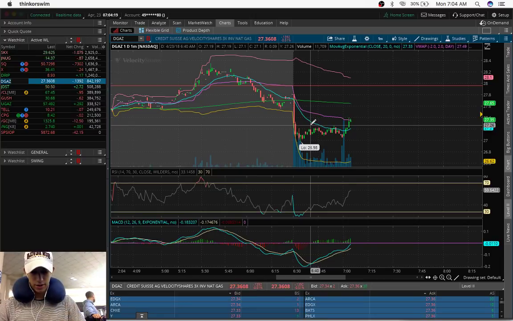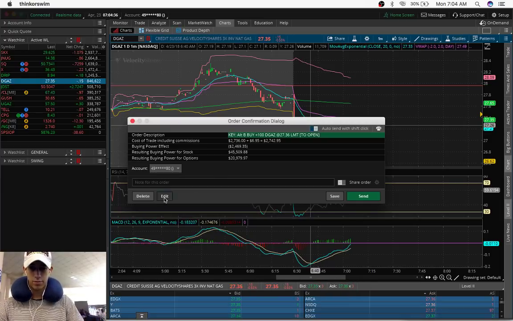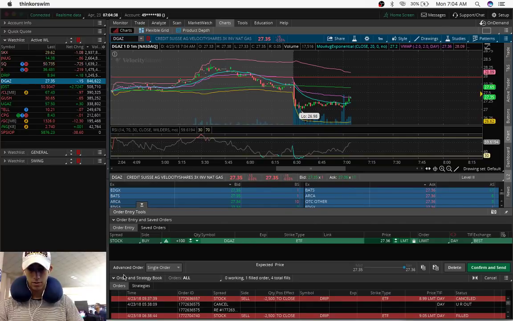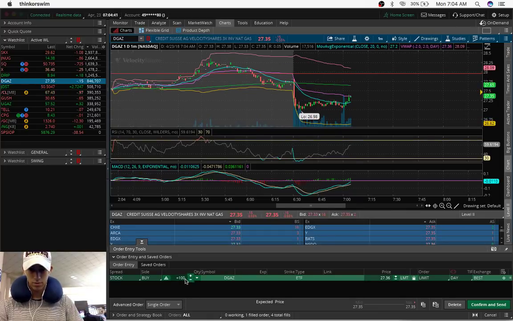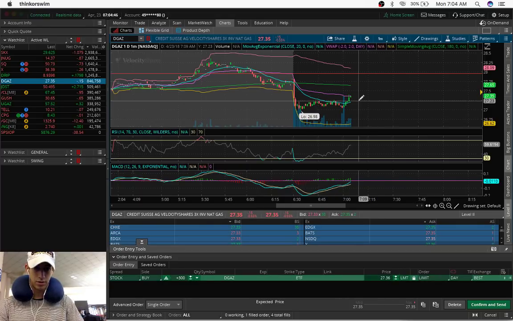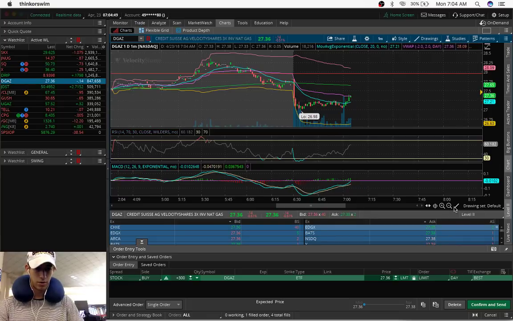I'll first take a $10,000 position at around 27. We'll do 27.35. So let's go ahead and set that up. We're going to do command buy right here. We'll just click edit. We'll do 300 shares. I would like to buy as close to as I can to this EMA line. Do you guys see what it is that I'm looking at?